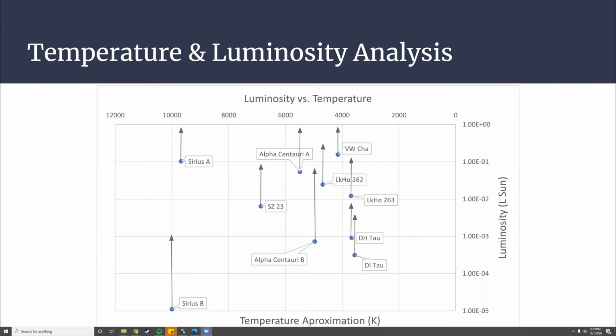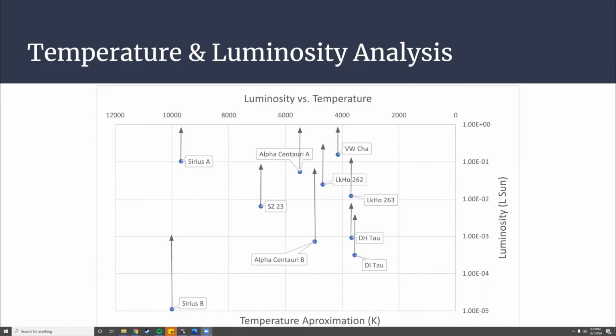Due to previously talked about sources of error, all calculated luminosities fall well below the known values due to saturation in our images. The arrows are here to show that we have calculated the lower bound limit for luminosity, and that the actual location of each star on this graph falls above the plotted position.